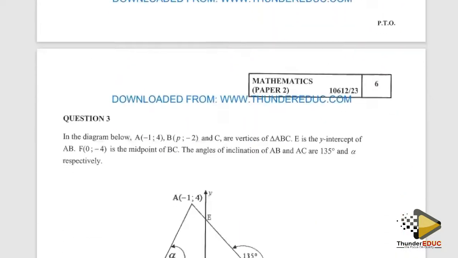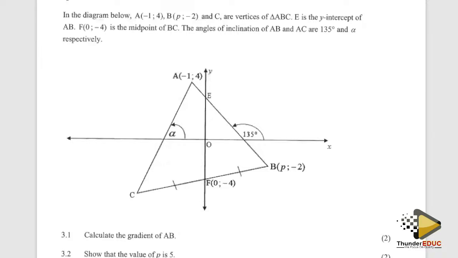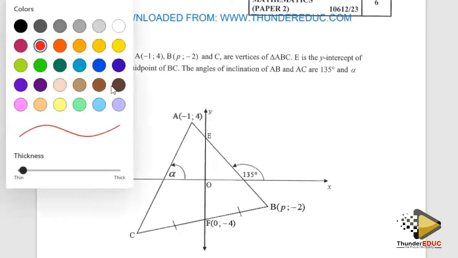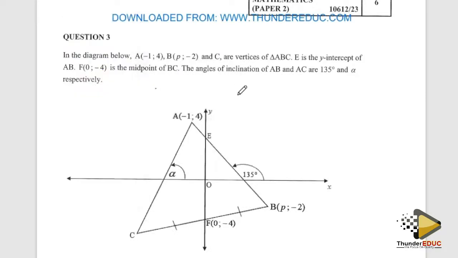Then question number 3, analytical geometry. Okay, they're telling us that in the diagram below, A is (-1, 4), B is (P, -2), and C are vertices of triangle ABC. E is the y-intercept of the line AB. F is the midpoint. The angles of inclination are these, and then alpha respectively. They want the gradient of AB.